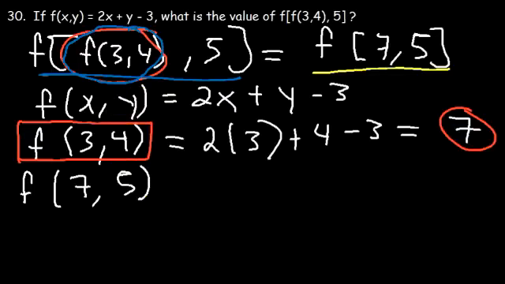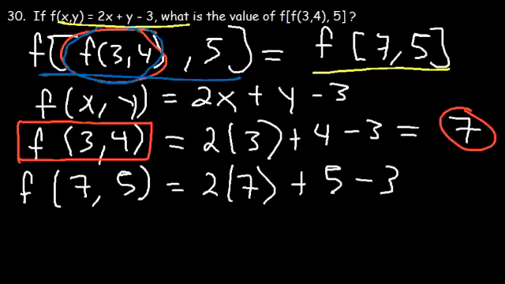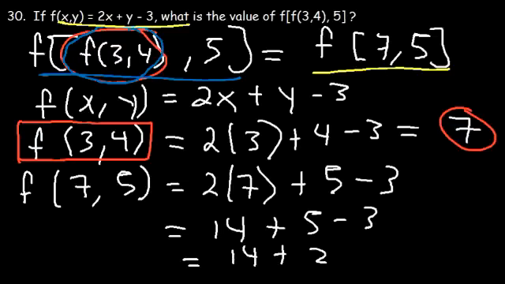So in this equation, let's replace 7 for x and 5 for y. So 2 times 7 is 14, and, well, let's do 5 minus 3 actually. 5 minus 3 is 2, and 14 plus 2 is 16. So the final answer is 16 for this problem.